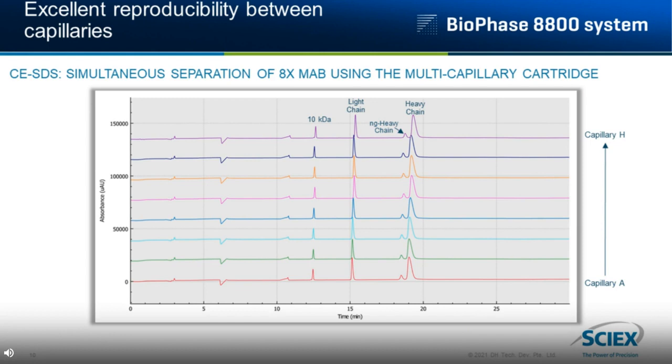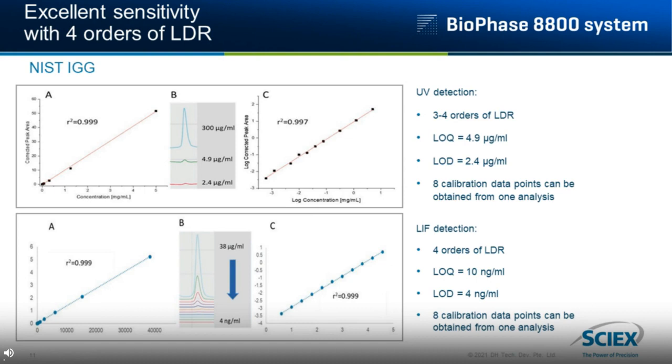So what we are showing here is a single injection of reduced IgG control standard on the 8 capillary platform. As we can see, between capillaries A through H, we have high reproducibility in terms of migration time of the marker, the light chain, and the heavy chain. We also demonstrated excellent resolution between the non-glycosylated and glycosylated heavy chain, as we have been seeing on the existing platform. We are also able to demonstrate the linearity and evaluate the detection and quantification limits on the platform in both UV detection mode and LIF detection mode.